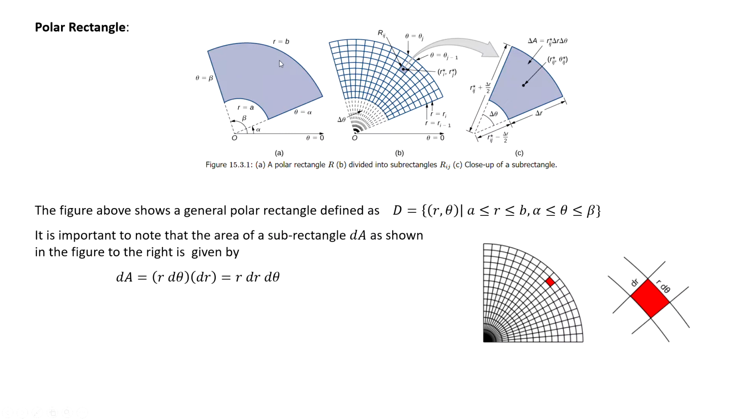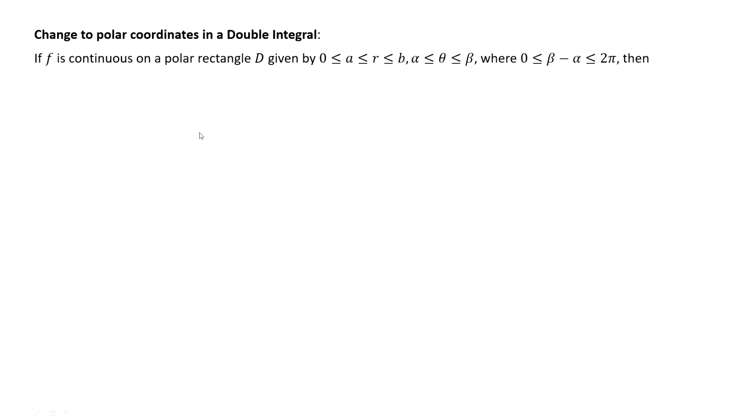This guy, a. So that's what we are talking about here. If f is continuous on a polar rectangle D given by 0 less than or equal to a, less than or equal to r, less than or equal to b. Wait a minute, what's with this? I thought it was a less than or equal to r, less than or equal to b. What's up with 0 less than or equal to a?